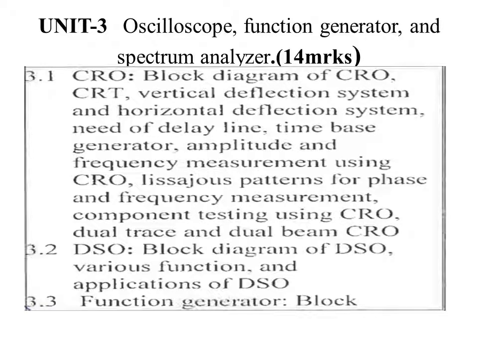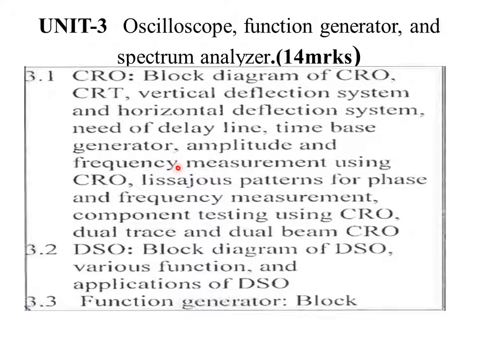Hello everyone. Today we are going to start a new chapter, Unit 3, which is oscilloscope, function generator and spectrum analyzer. This unit consists of 14 marks. The weightage of this unit is 14 marks.